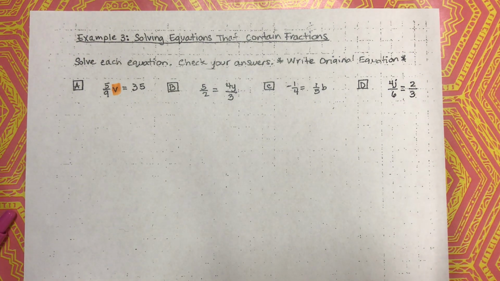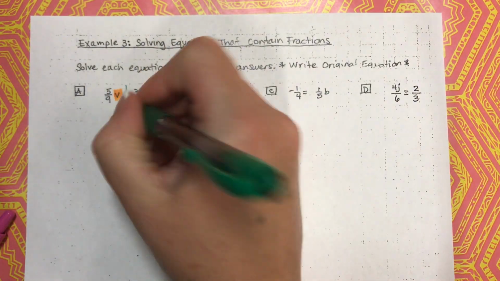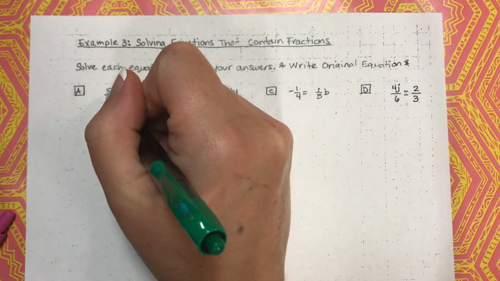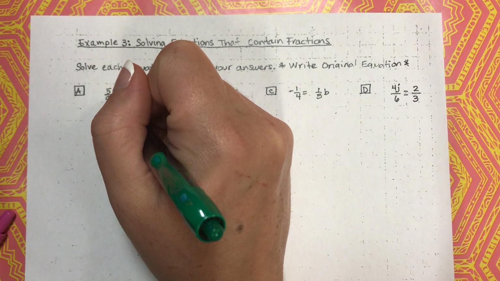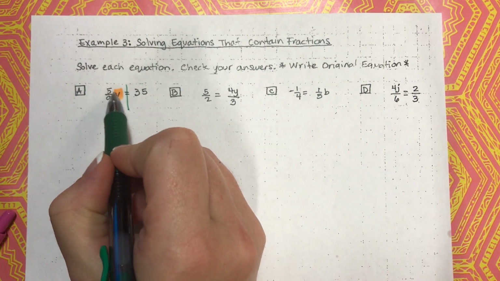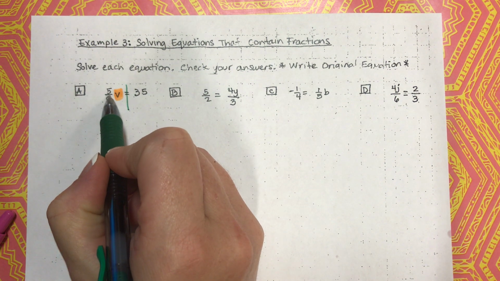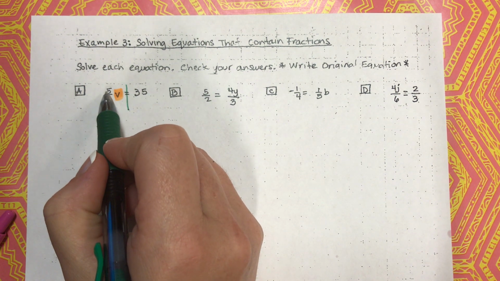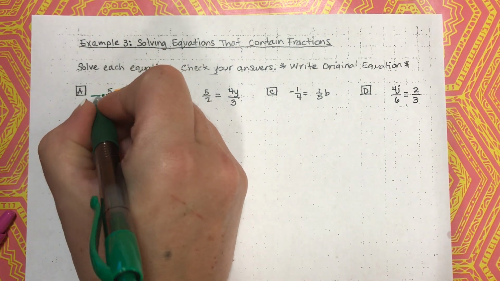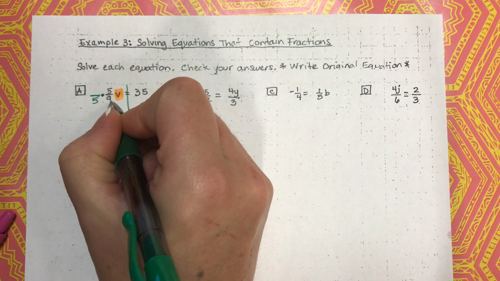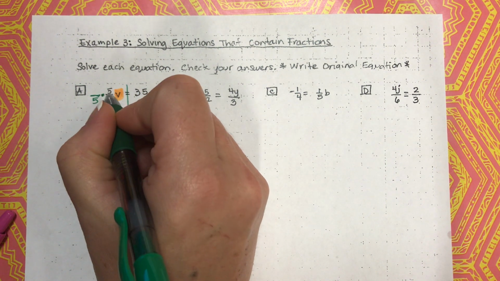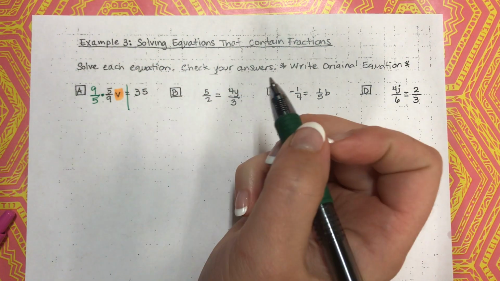Is V by itself? The answer is no, it is not. So we want to get V by itself. Right now, when we have 5/9 times V, what this means is 5 times V, and it is being divided by 9. So if we want to do the inverse of 5 times V, we would divide by 5. And the inverse operation of divided by 9 would be multiplying by 9.